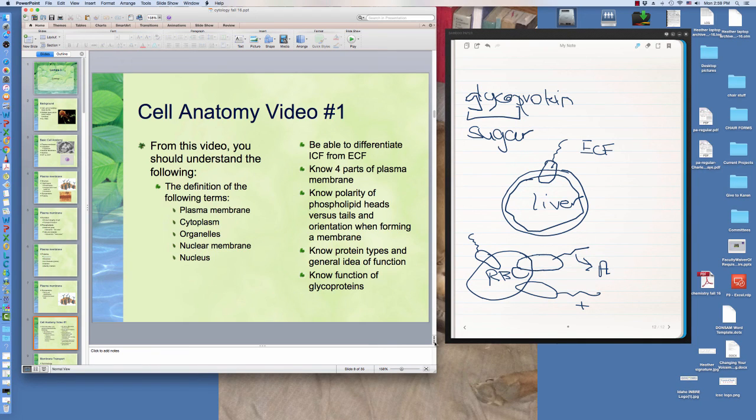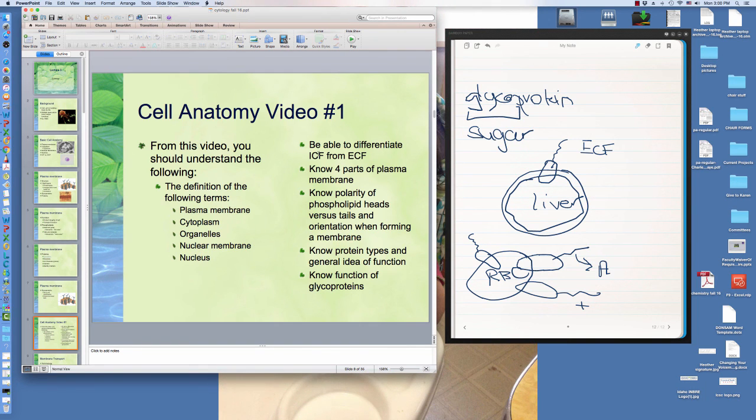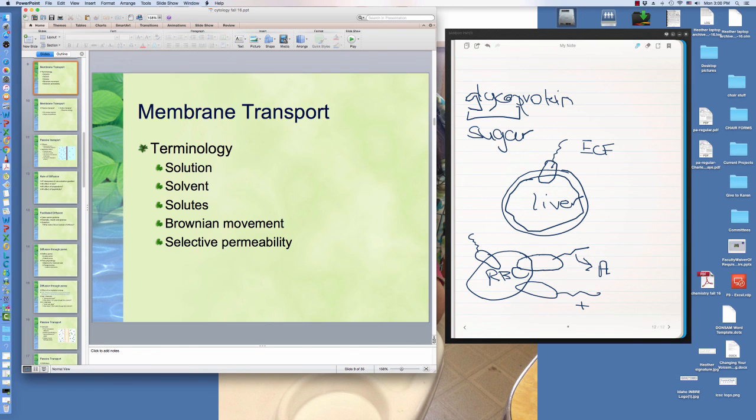So here's what we learned in this video. From this video, you should know the definition of the following terms, be able to tell ICF, intracellular, from extracellular fluid, know the four parts of a plasma membrane, know the polarity of phospholipid heads versus tails and why they orient the way they do, have some idea about different protein types, and know the function of glycoproteins. In class, we'll have a little quiz over this material and then pick up with the next topic, which is membrane transport.